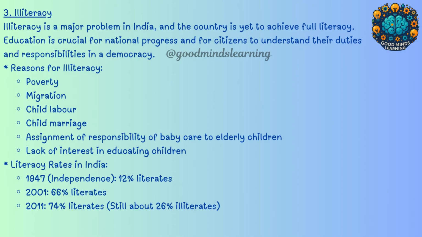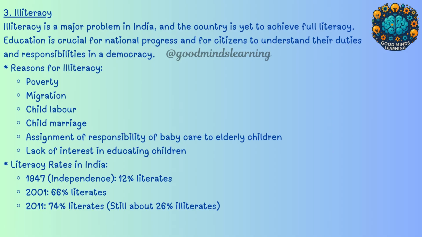Let us see. Illiteracy. Illiteracy is a major problem in India, and the country is yet to achieve full literacy. Education is crucial for national progress and for citizens to understand their duties and responsibilities in a democracy. Reasons for illiteracy: poverty, migration, child labor, child marriage, assignment of responsibility of baby care to elderly children, lack of interest in educating children.